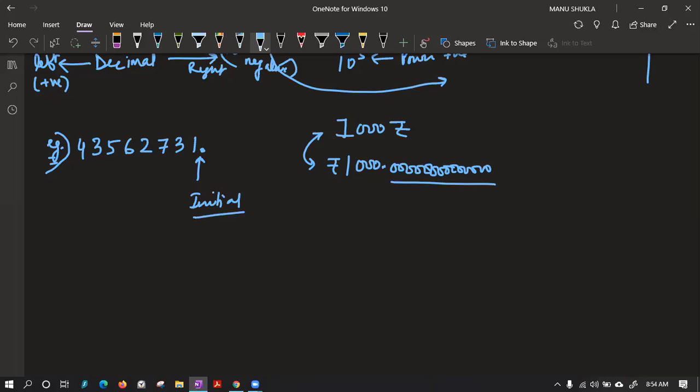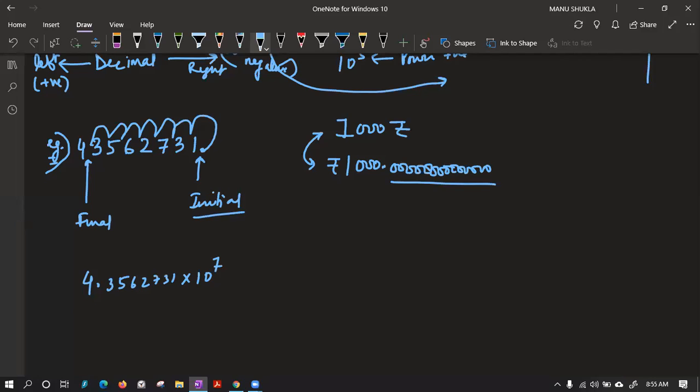Class, back to the question, this decimal place is the initial place and we want to take it finally to this position. So what should we do? We have to see where it is going. To the left hand side, one jump, second jump, third jump, fourth jump, fifth jump, sixth jump, and seventh jump. So we have taken 7 jumps to the left. So the number becomes 4.356271 into 10 to the power 7.